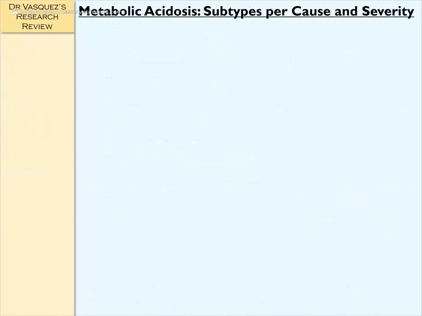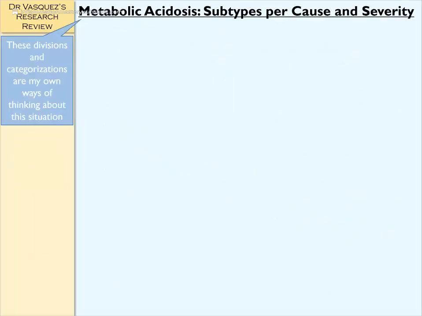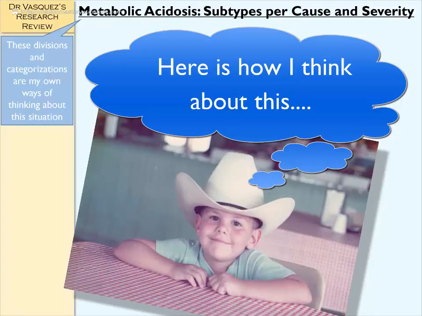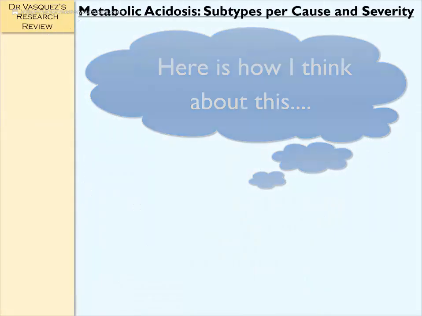First, of course, we want to start by defining what it is we're talking about. The topic today, as I've already mentioned, is metabolic acidosis, and here I'm going to talk about subtypes per cause and severity. These divisions and categorizations are my own ways of thinking about this situation, but I still think that it's clinically relevant. Even though these terms and nomenclature are not necessarily official, we just look at things here from a common sense perspective.